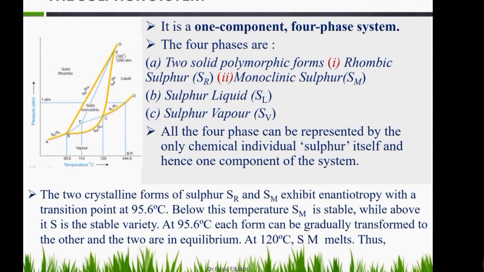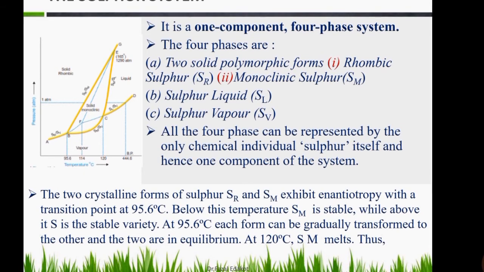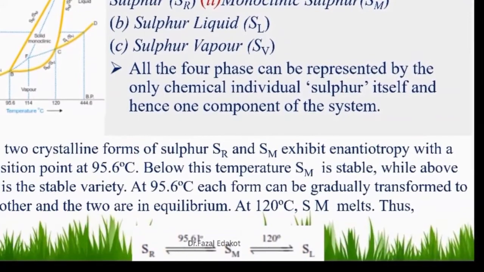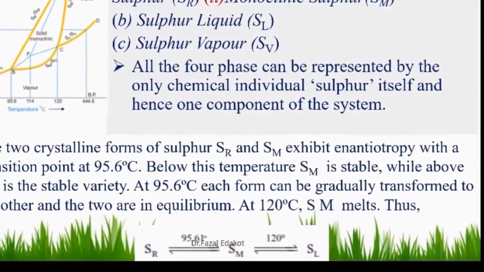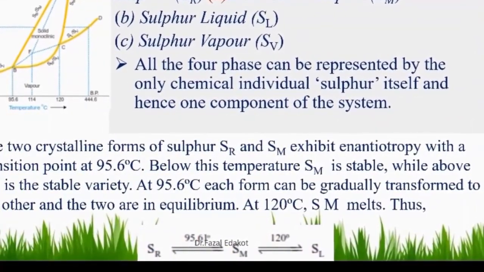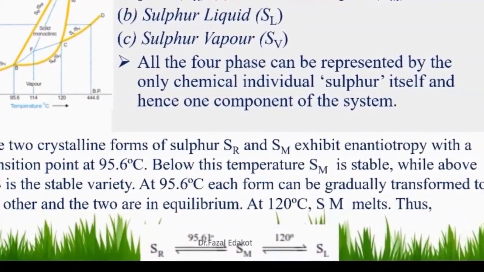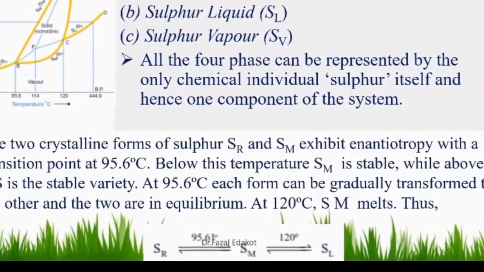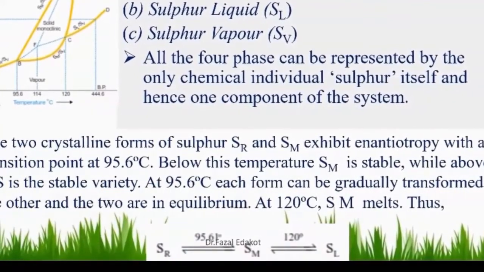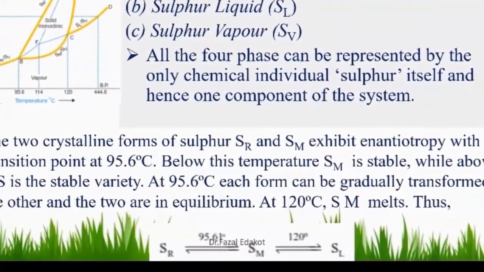sulfur S subscript M melts. Thus there exists an equilibrium between the rhombic sulfur at 95.6 degrees Celsius converting to monoclinic, and at 120 degrees Celsius converting to liquid sulfur.